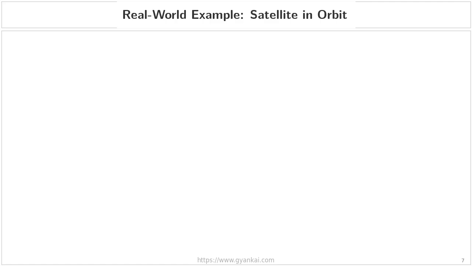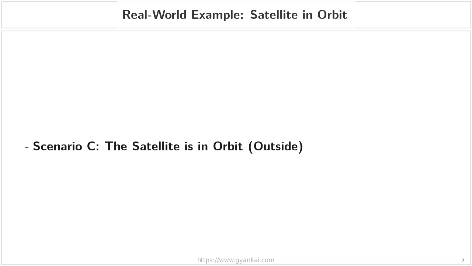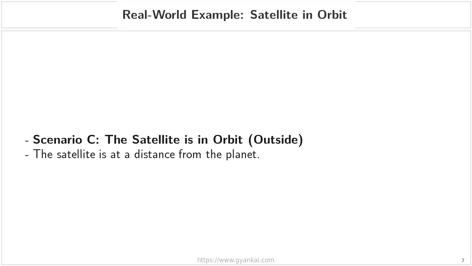Real-world example, satellite in orbit. Now, let's move on to our final real-world scenario, which is perhaps the most common one we see in space exploration. Imagine scenario C. The satellite is in orbit, meaning it is positioned in the exterior of the planet. In this case, the satellite is at a certain distance from the planet's surface, clearly outside the circle.